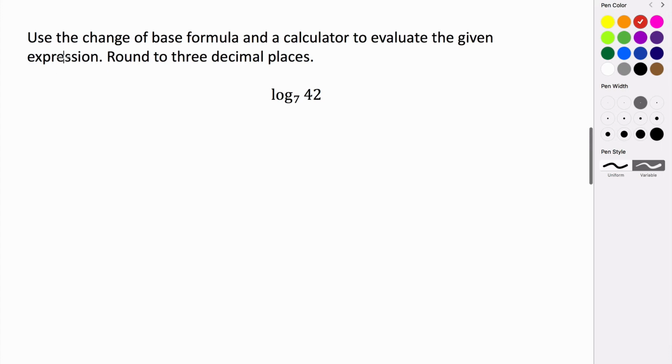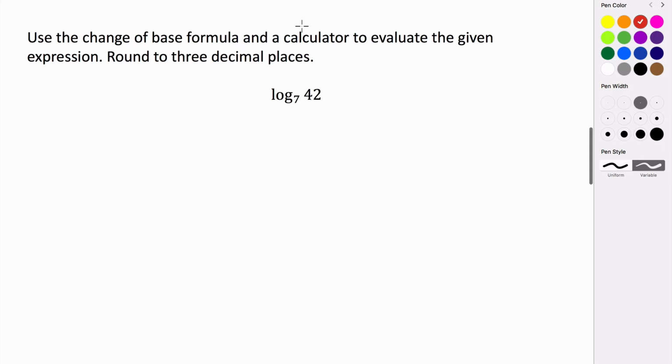So for this example, we want to use the change of base formula and a calculator to evaluate this expression. And we want to round our answer to 3 decimal places. This one isn't really easy to evaluate as is, so we need to use the change of base formula.